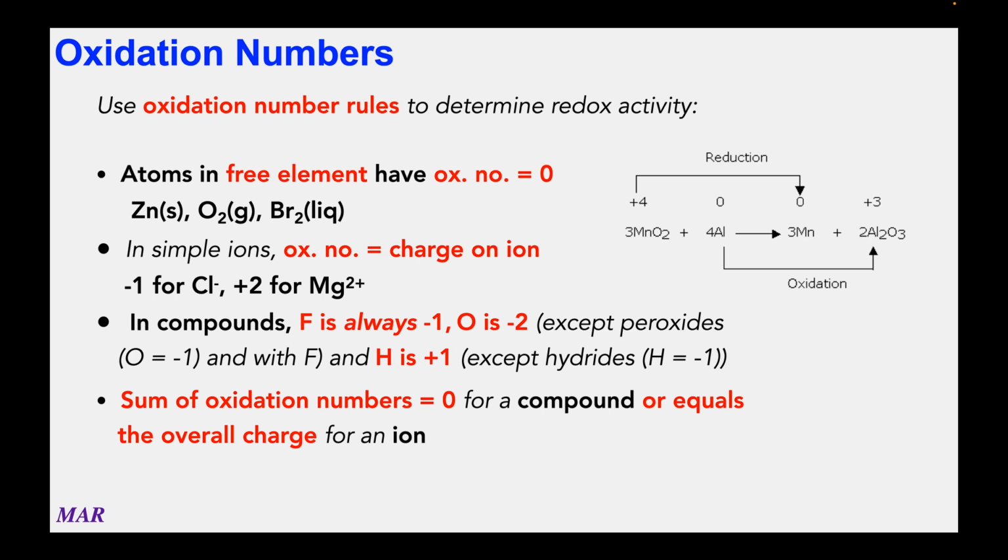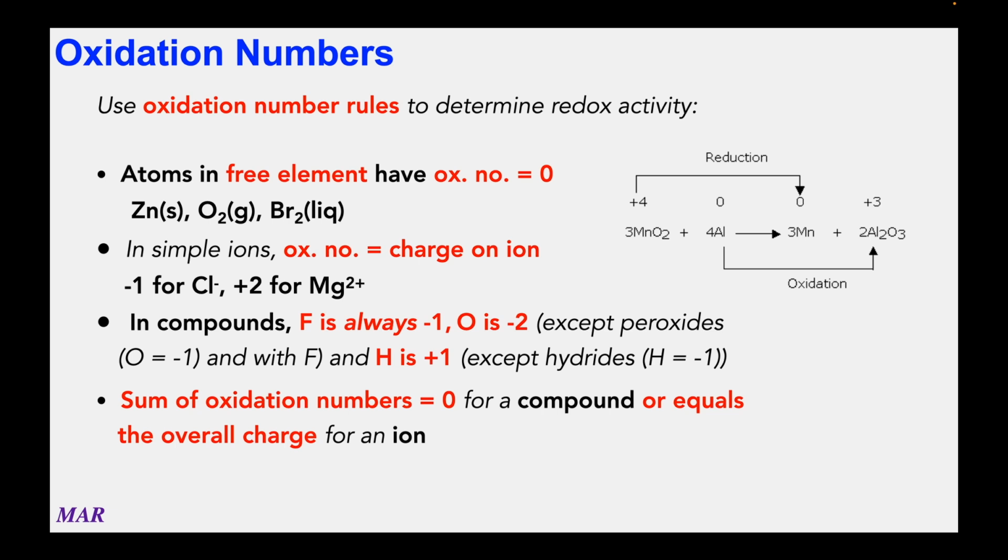Now in compounds, polyatomic ions, stuff like that, fluoride is always -1, oxygen usually -2, and hydrogen usually +1. There are some exceptions for O and H, but usually that's the way it rolls. And the overall sum of the oxidation numbers is going to be 0 for a compound or equal the charge if it's an ion. And I'll show you some examples of how this works here in a little bit.